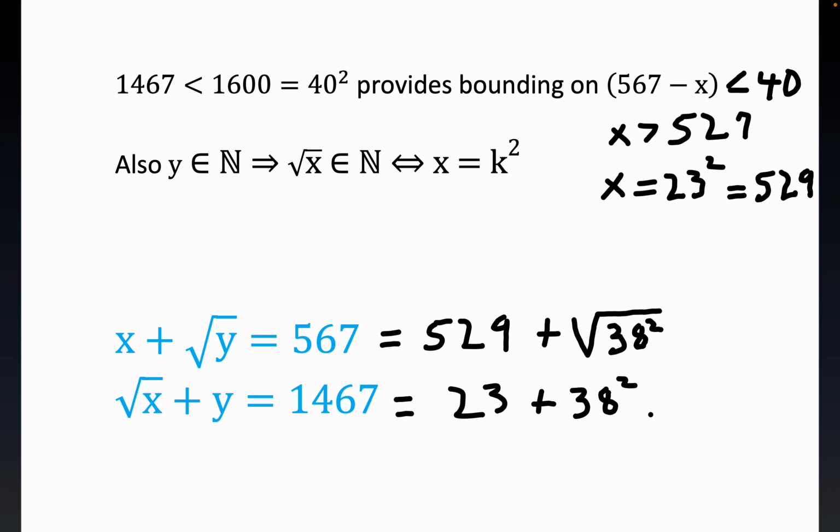So does this equal 1467? Question mark. Does that equal 1467? All right, well, 38 squared is underneath 1600, and if you multiply that out, I actually used a calculator to check this, this is equal to 1444. And that does add up to the 1467. So using this bounding, we got really close in a hurry.